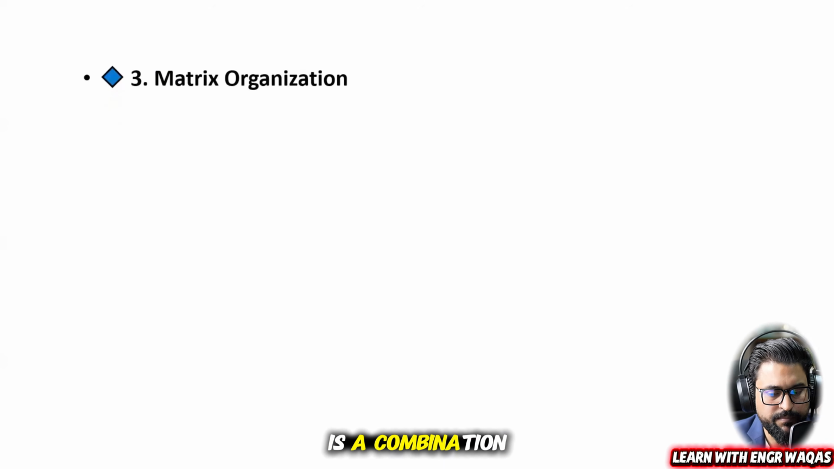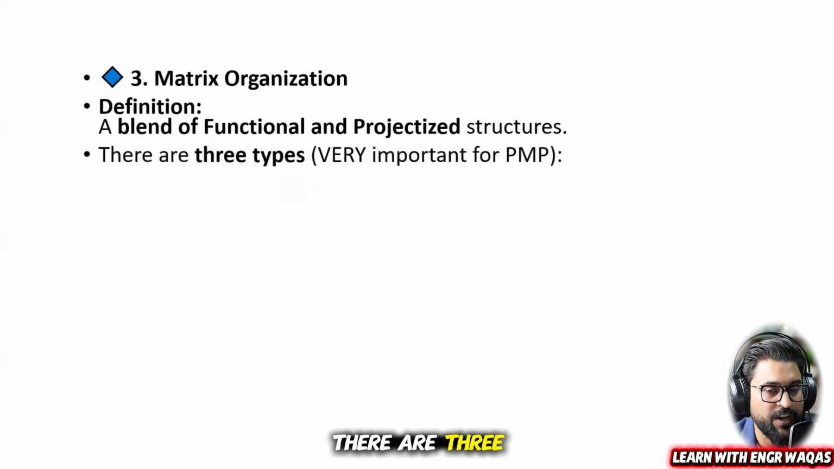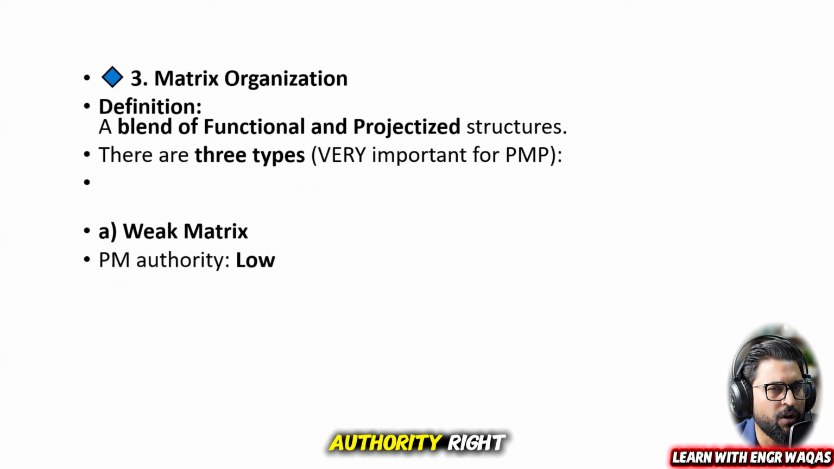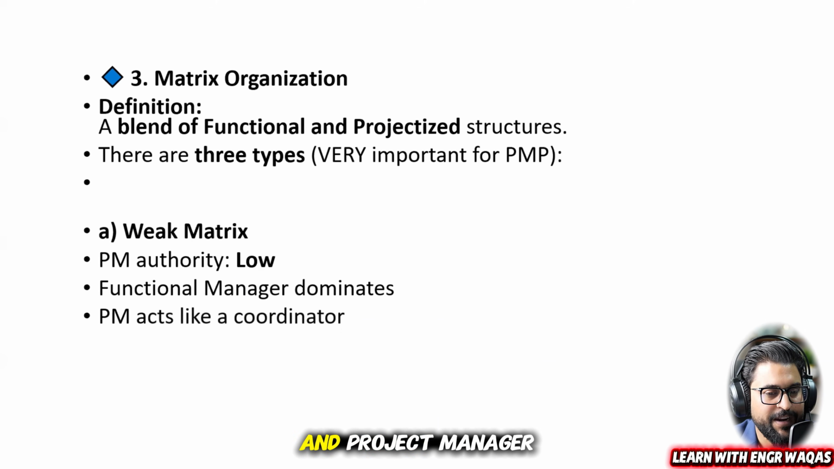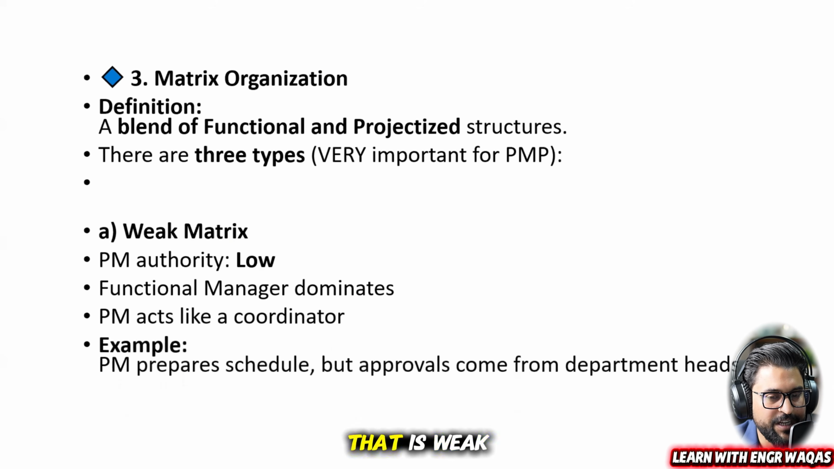And now there's a hybrid model. Some of it will be functional structure, some of it projectized, so we can make a matrix organization, a blend of functional and projectized structures. There are three types. First of all, the weak matrix. When I say weak matrix, it means the PM has very low authority, right? And dominance comes from the functional manager, and the project manager acts like a coordinator, just a bridge, a communication channel. So that is weak matrix.